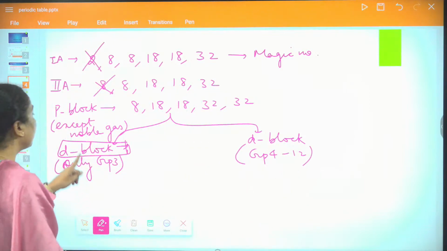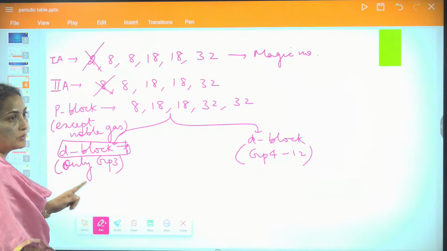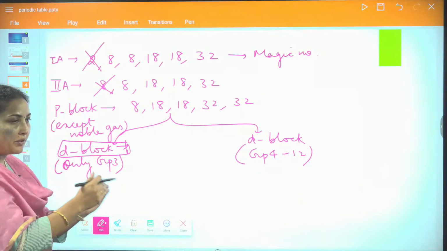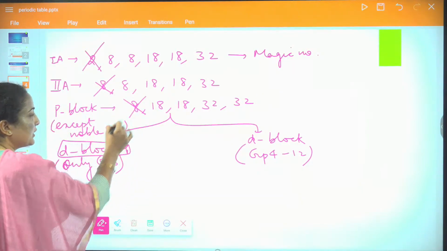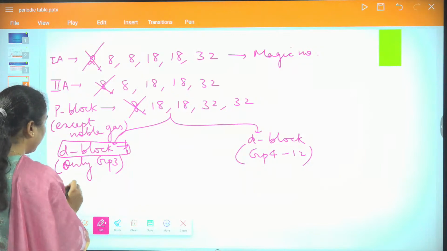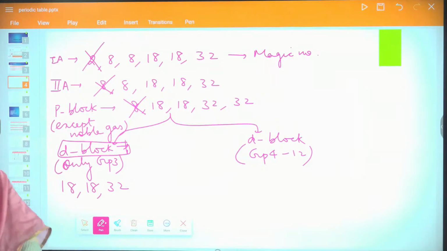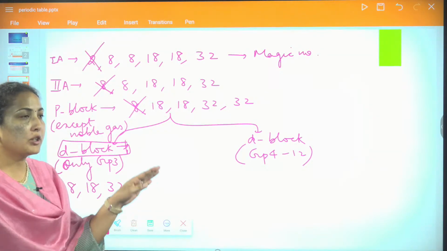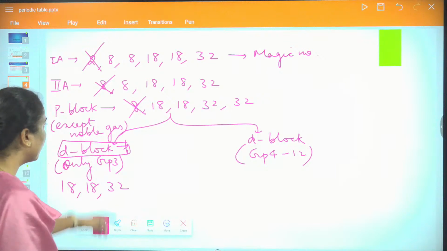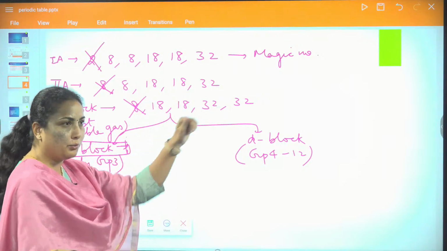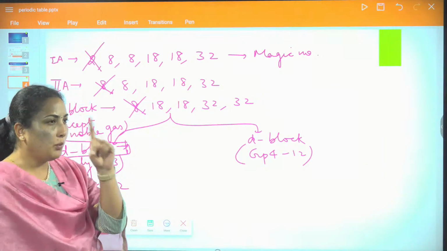Now for group 3, that is scandium, yttrium, lanthanum, you cut across the first one, which is 8. Now what will you have? 18, 18, 32. Just take 3 numbers, right? Because there are 4 rows, you just require 3 numbers. So that's what you have taken, 18, 18, 32, right? 2 times 18, 1 time 32.